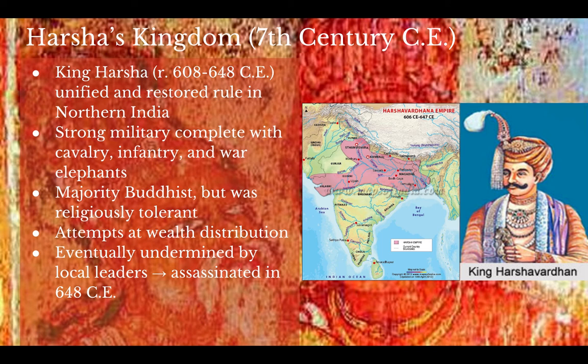And he worked to distribute wealth in his kingdom, but his attempts to maintain a unified northern empire do eventually fail. Part of this is because the local leaders don't like the fact that they're losing power to Harsha, and eventually Harsha is assassinated. This happens in 648 CE, and he dies without a living heir. So after that, northern India returns to local rule.